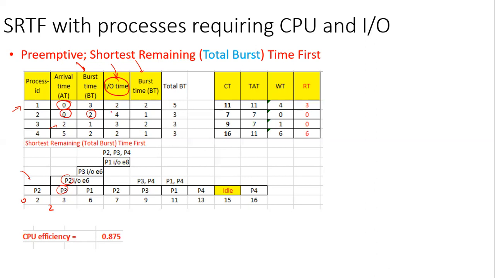So IO time is how much? 4. So it's going to come back into the queue at where? So 2 plus 4 is how much? 6 seconds. So it will come back at 6. See that here? It comes back at the end of 6.